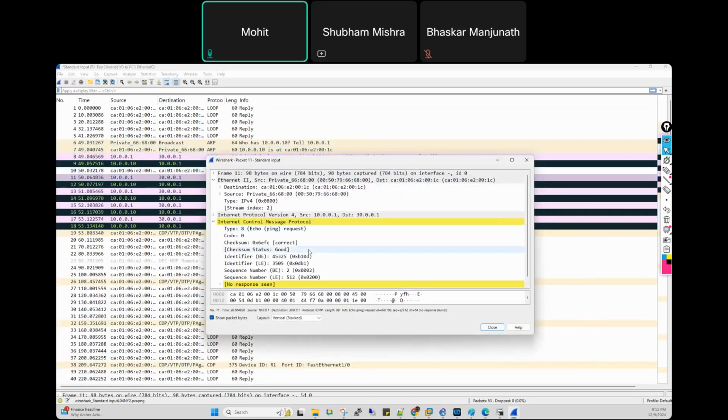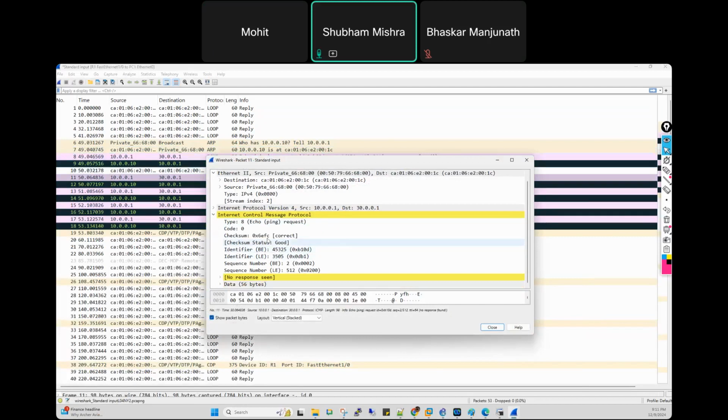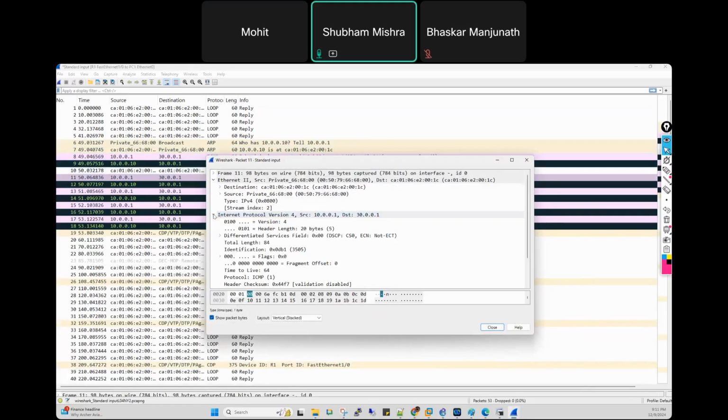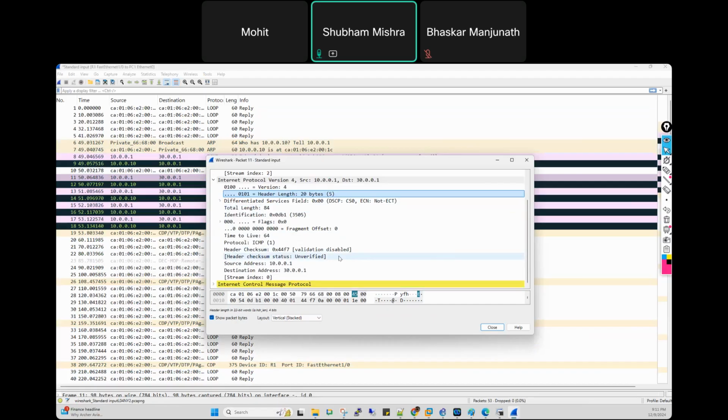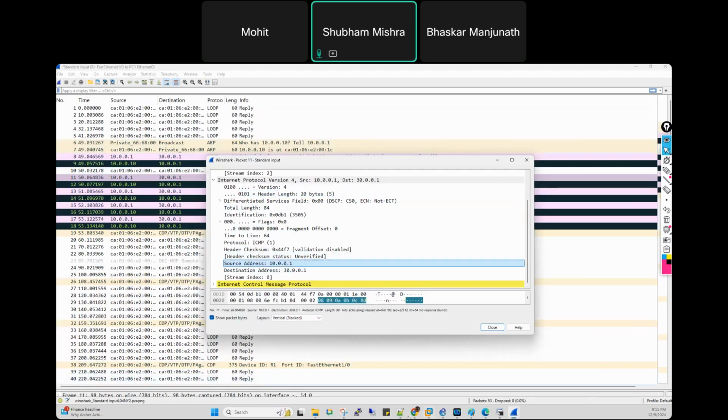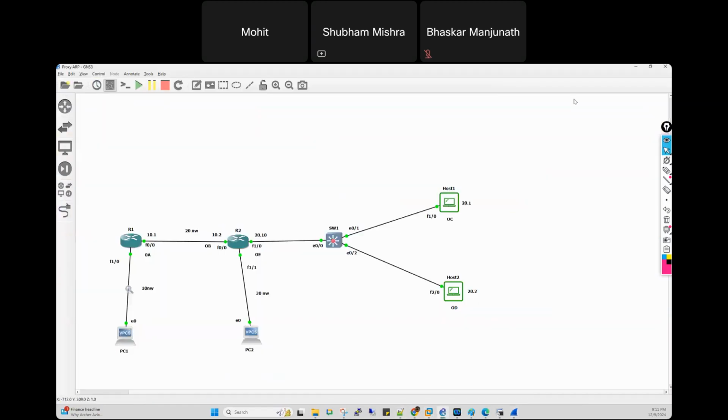Now, I open this ICMP. In ICMP, what is the type? Type field is 8. It means that is the echo request. ICMP hands over this packet to layer number 3. At layer number 3, version 4, that is the header length. What is the source? Source IP address is 10.1. Who is generating this ICMP packet? That is PC number 1, right?